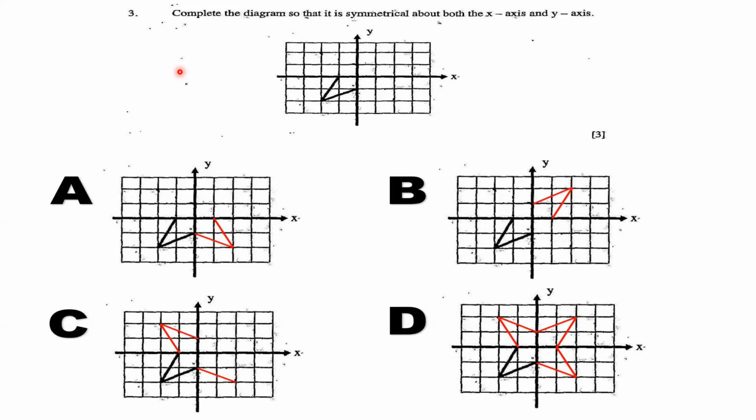Again, put your hands inside the chat for me, please. What do you think it is? Is it A, B, C, or D? Which one is the diagram that makes the shape symmetrical about the x and the y axis? I need the rest of you to answer, please. I only see 6 persons who are answering. The rest of you need to answer.